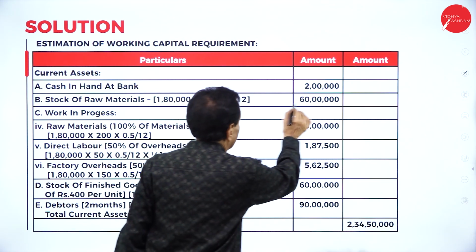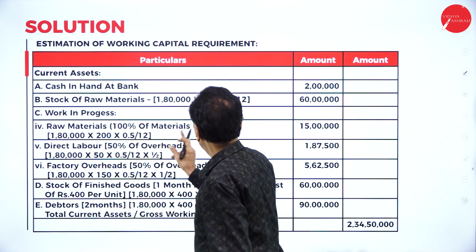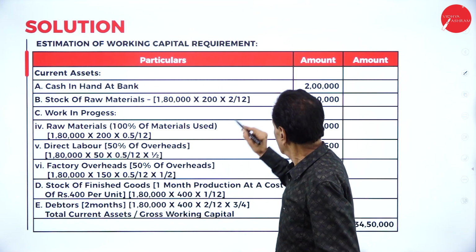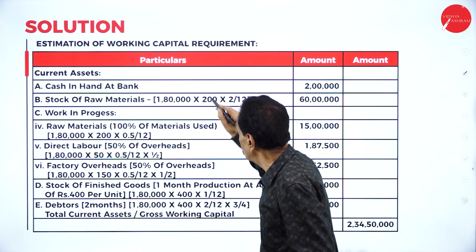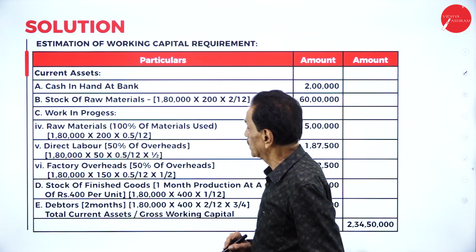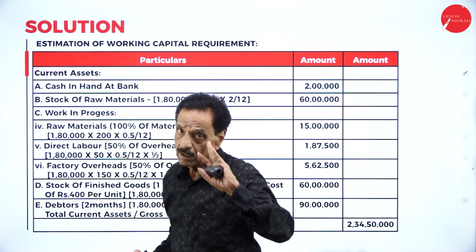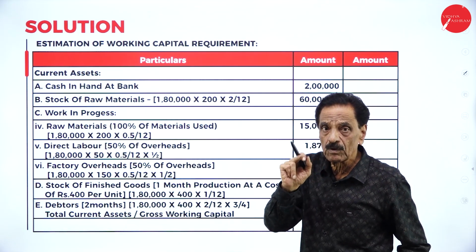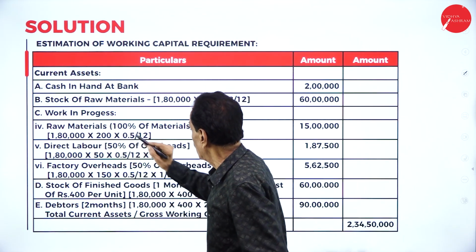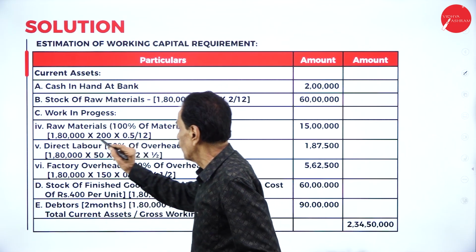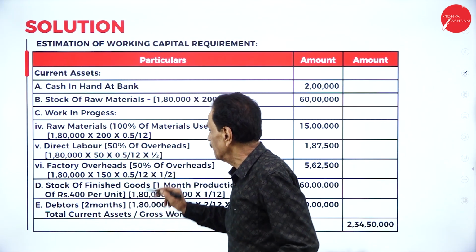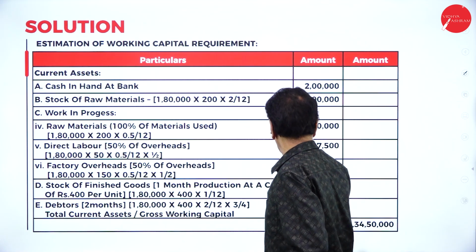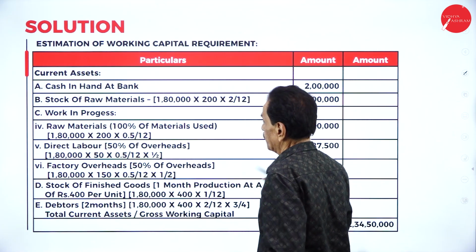So cash at bank is 2 lakh. Raw materials in store for 2 months: 1,80,000 divided by 12 into 2 into 200 works out to 60 lakh. Work in progress: raw material 100%, labor 50%, factory overhead 50%. Raw material comes back to 100%: 1,80,000 divided by 12 into 0.5 into 200 will work out to 15 lakh.